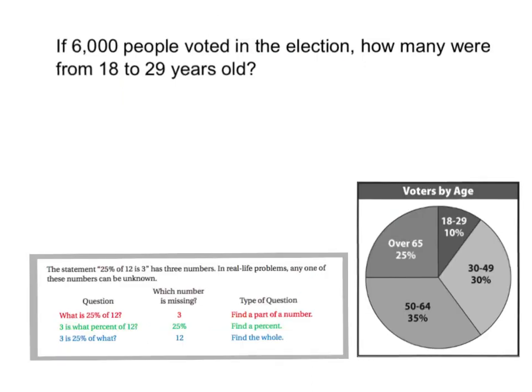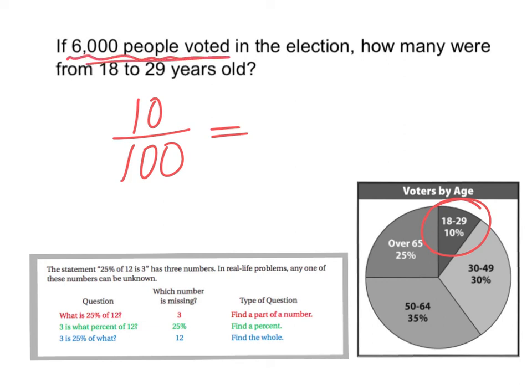All right, if 6,000 people voted in the election, how many were from 18 to 29 years old? So we have to go to our graph down here, and we see that 10% were 18 to 29. And so I'm going to write that 10% as my ratio compared to 100. And this time I'm trying to solve the part, the number of people that were 18 to 29 that voted. And they told me that there were 6,000 total people that voted.